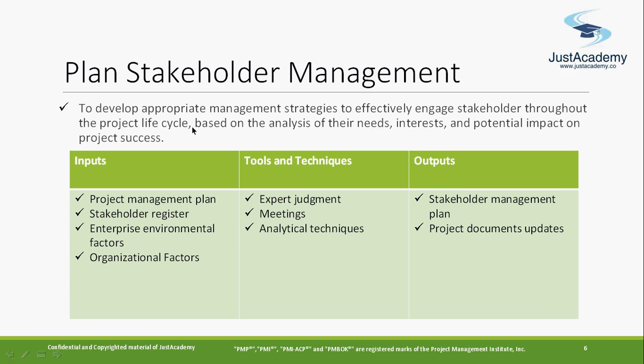Now, your management strategy is based on your analysis of needs: what the stakeholders are looking for, what their interest is, and what their potential impact on project success is. According to that, you should create your strategy. The inputs are your project management plan, the stakeholder register that you get from the previous process, and enterprise environmental factors and organizational process assets. With expert judgment, meetings and analytical techniques, you create a stakeholder management plan and project document updates. So you can create a strategy based on the stakeholders, what the approach will be, and how you are going to handle them.